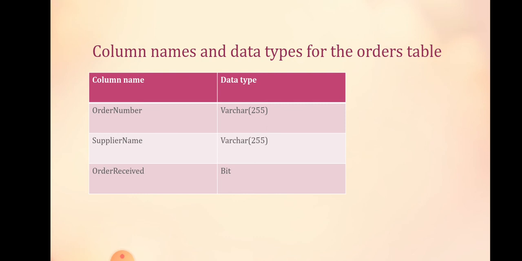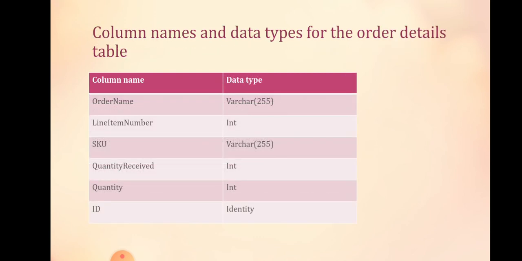Order number is stored as varchar, and supplier name is stored as a varchar. Order received is bit. That means for order received, we have to set a flag. It may be 1 or 0. 1 means true and 0 means false. If the order is received, it is set as 1, and if it is not received, it is set as 0. So it must be specified with the data type bit. Got it? Next, column names and data types for the order details table.